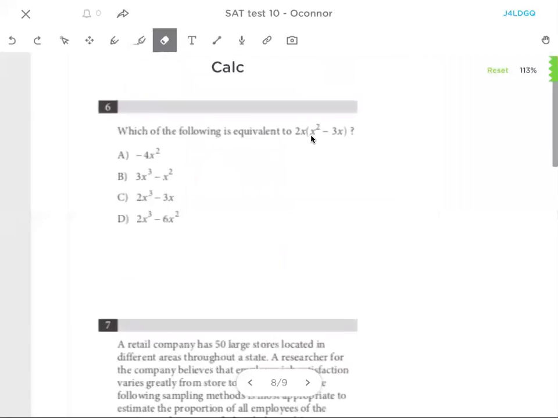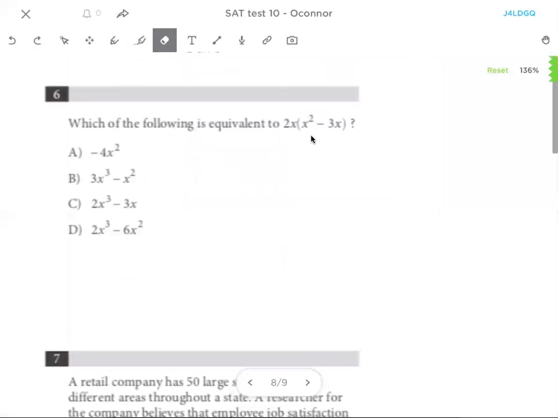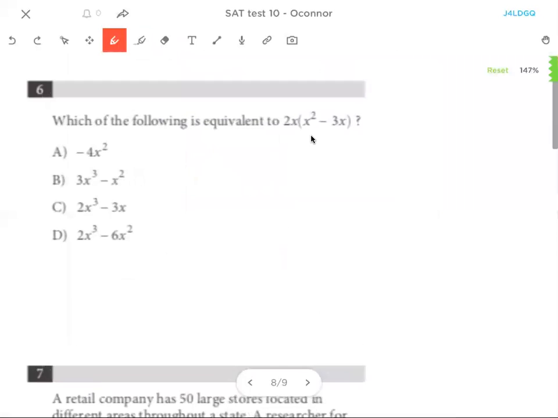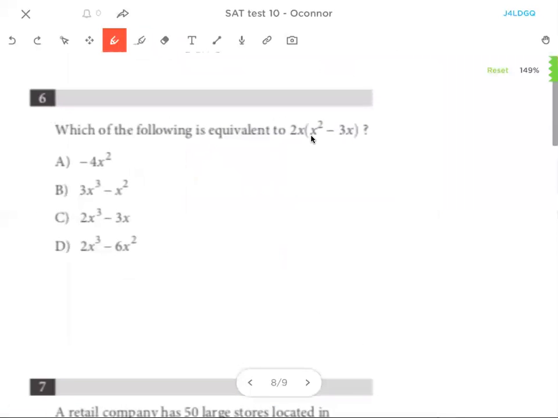All right, last slide. Which of the following is equivalent? I would say no real shortcuts here, we're just distributing. That's going to be 2x to the third, remember, we add the exponents, minus 6x squared.